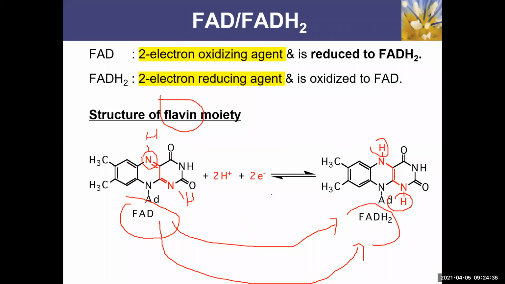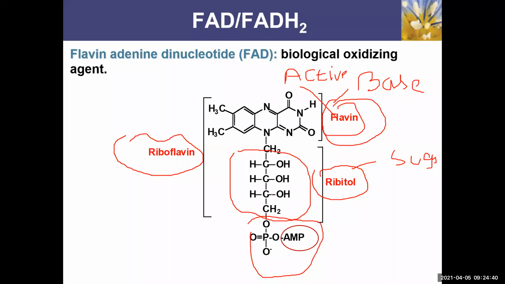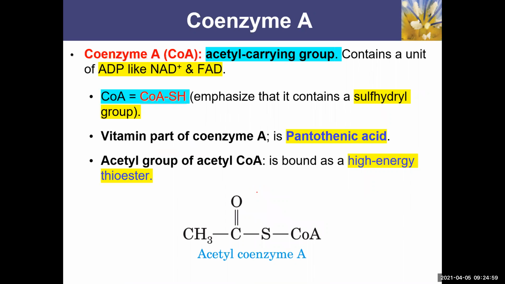So the question says, for example, name an oxidizing agent wherein the sugar is a ribitol. Name an oxidizing agent where the sugar is in a non-cyclic form, right? At that time, you should know that it is the FAD, not the NAD. Do we have any questions about it till now? Are we okay about it? Any questions about FAD?